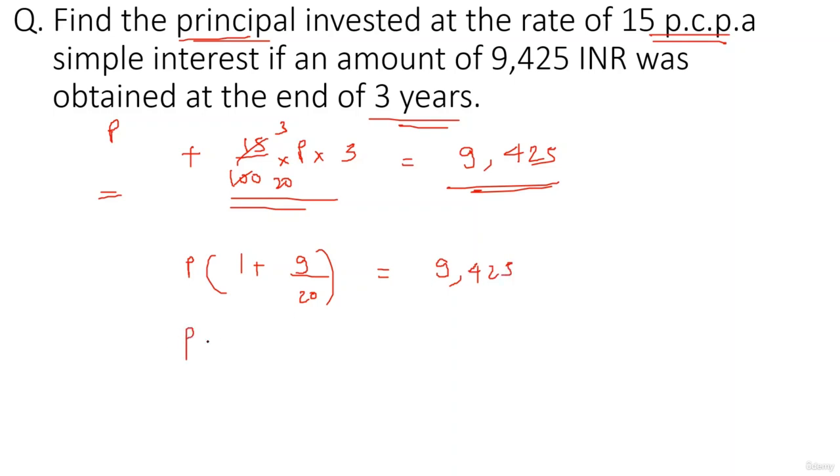9,425. So if you observe carefully, 20 ones are 20, plus 9 is 29 upon 20. So taking the 29 upon 20 directly to the right hand side, I'll write this as 20 upon 29. Okay. Now I always advocate that numbers are actually given to help you out. So with that same thought in mind, I'm sure that 9425 is going to be a multiple of 29. Let's check it out.